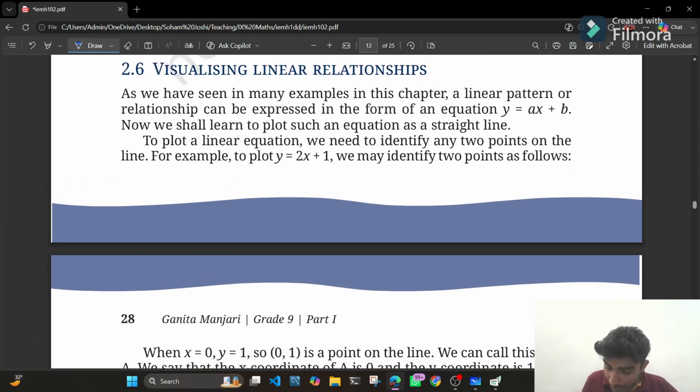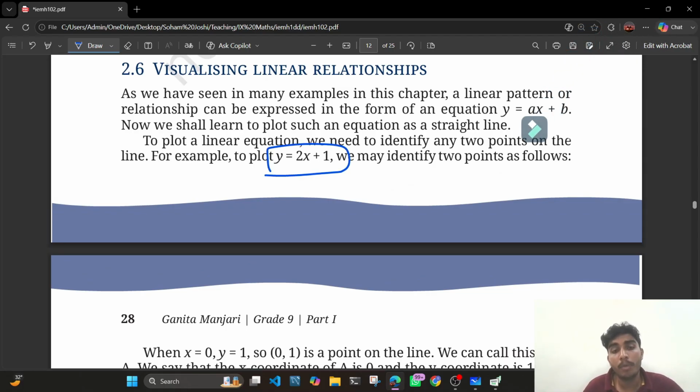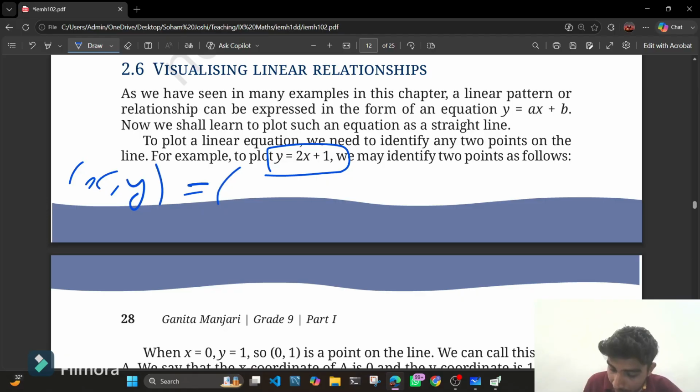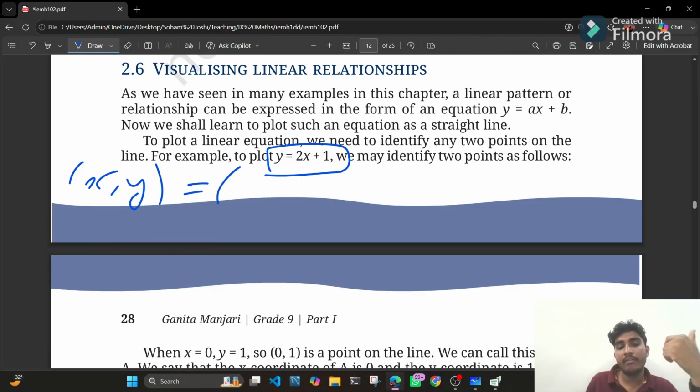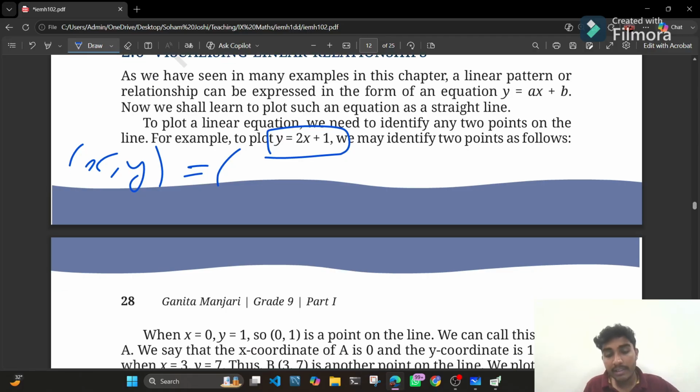Okay. So let's take an example. We have y is equal to 2x plus 1. We have learned in chapter 1 that how do we plot points on a graph in coordinate geometry. It is x and y. ठीक है? अभी we'll take 4 points. ठीक है? x की कुछ values consider करते हैं and we'll plot y.